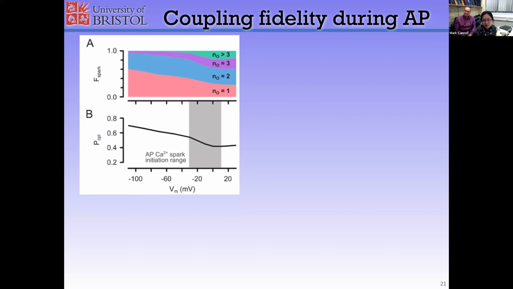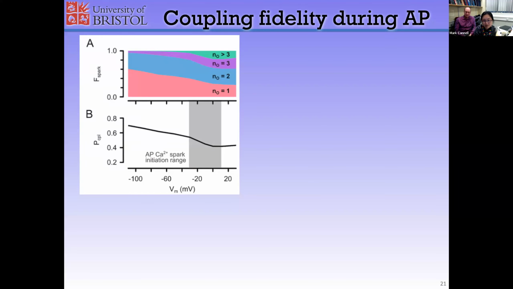Then from these data, we can calculate the coupling fidelity, or P-couple, the likelihood that a calcium channel opening can trigger a calcium spark. And this decreases with increasing membrane potential. Again, supporting the idea of the reduced unitary calcium current being less able to trigger calcium sparks. Now, if we look at P-couple during the voltage range where most calcium sparks occur during the AP, we can estimate that P-couple during an AP is probably around 0.5 or between 0.4 and 0.6.